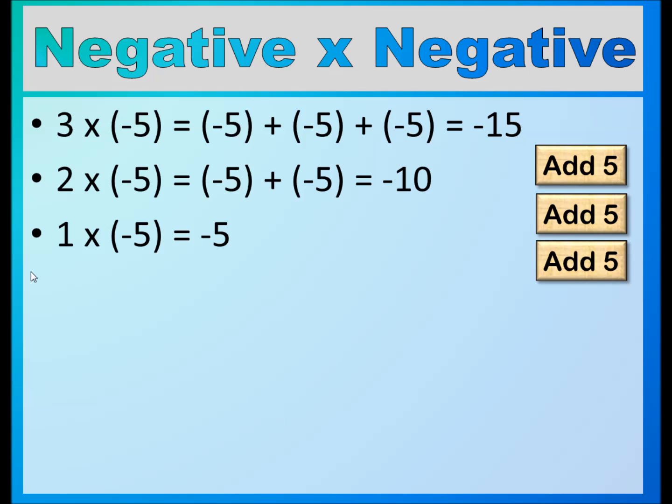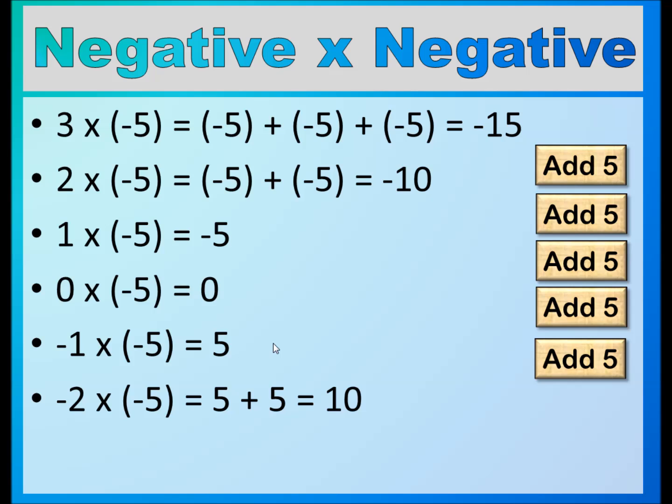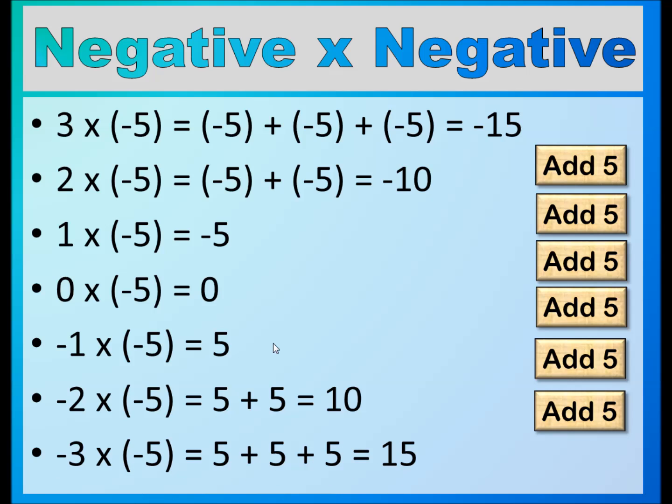And so we add 5 to figure out what 0 times negative 5 is. Negative 5 plus 5 is equal to 0. Add 5 again to figure out what negative 1 times negative 5 is. 0 plus 5 is equal to 5. Add 5 again to figure out what negative 2 times negative 5 is. 5 plus 5 is equal to 10. Add 5 again. Negative 3 times negative 5 is equal to 5 plus 5 plus 5, which is equal to 15.